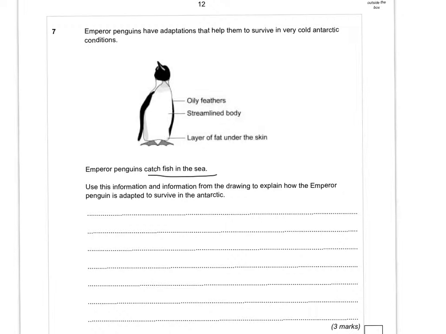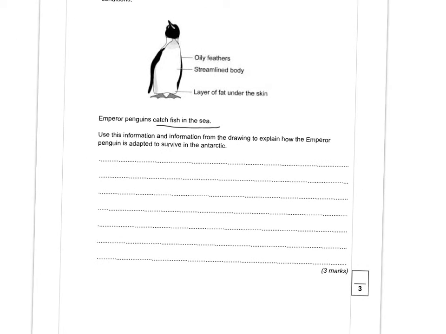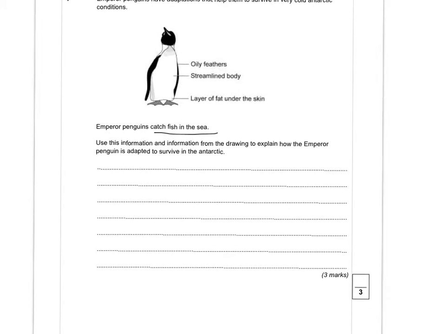Use the information and information from the drawing to explain how the emperor penguin is adapted to survive in the Antarctic. So we need 3 points because it's a 3 marker. So our first thing that we can say is it has a streamlined body to help it swim. Okay, so that would be 1 mark.